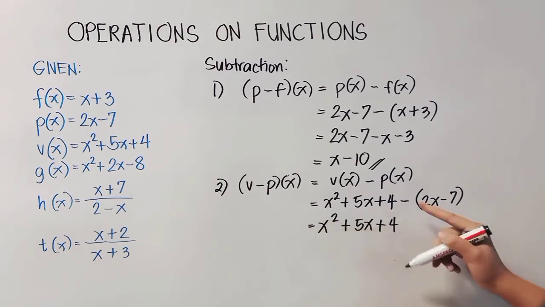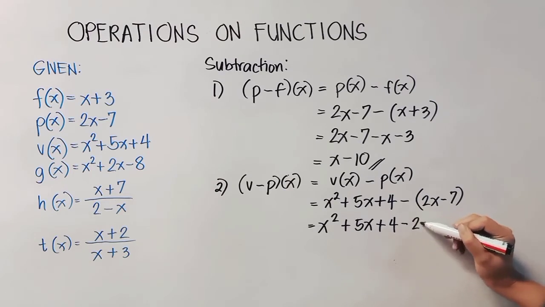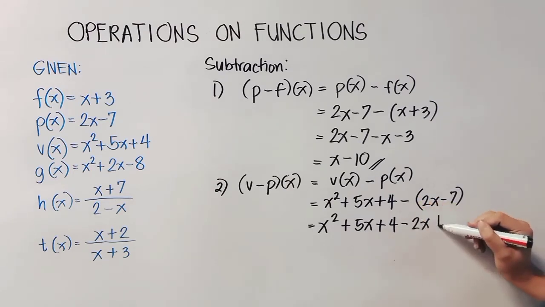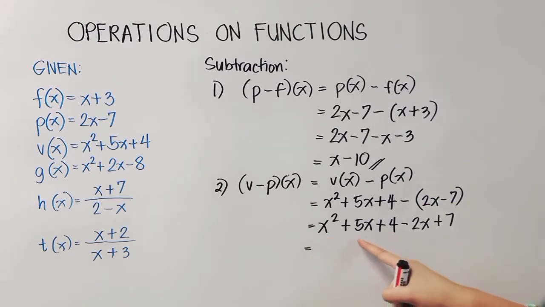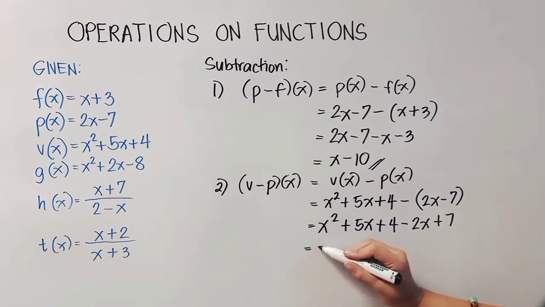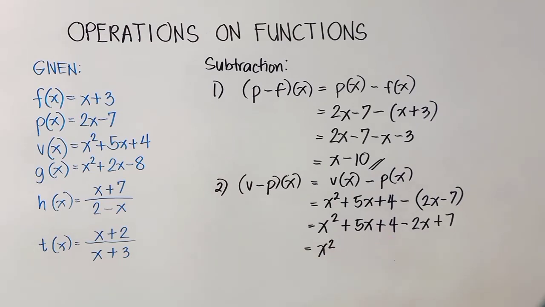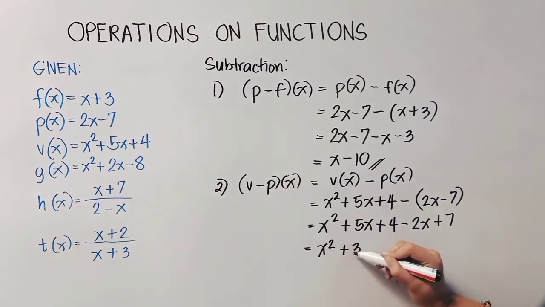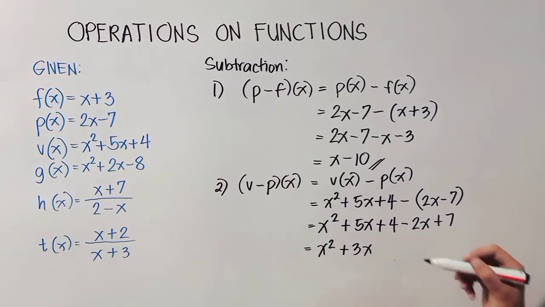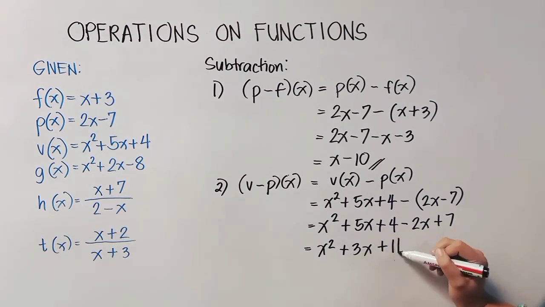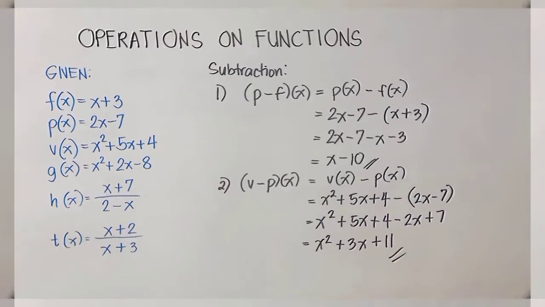And then negative times positive, so that's negative 2x, negative times negative, that's positive. Now let's look for like terms here. There's no other x squared, so we'll simply copy this. And then 5x minus 2x, so that is 5 minus 2, so positive 3x. Now 4 plus 7, that is positive 11. And this is our final answer.